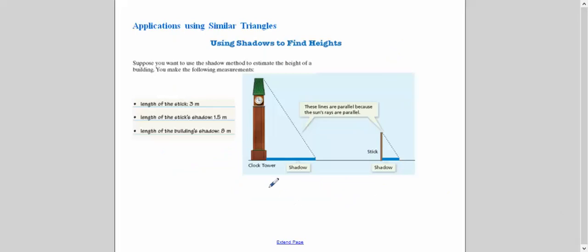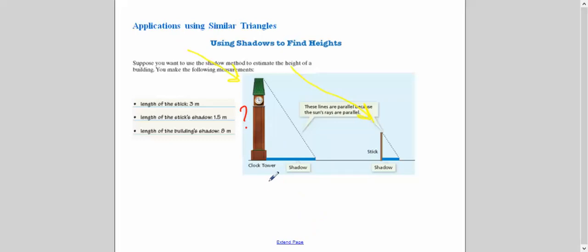So we have this, and this is a pretty standard application problem in geometry. And what we have is a clock tower, and it has a shadow. And we have a stick with a shadow. So the sun is going to hit both of these things the same way, right? The sun is hitting them both at the same kind of angle. So they create similar shadows. So we can use that information to find the height of the clock tower. That's what we're looking for right here.